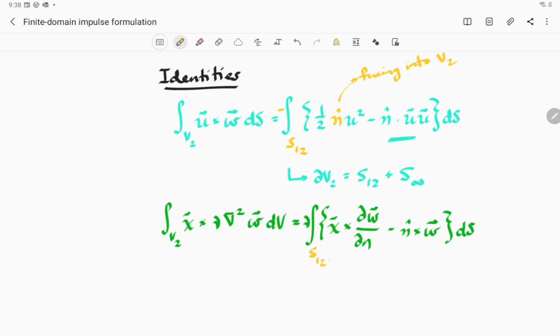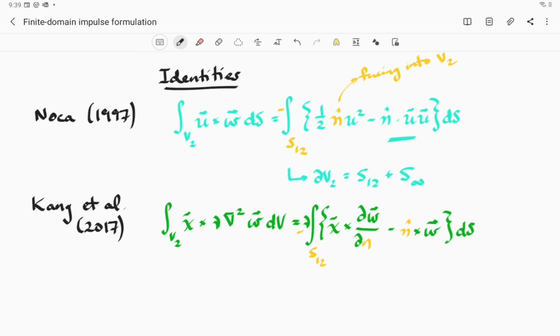So this is S12. And again, I'll make sure that we have n pointing outwards on S12. If you want the source for these identities, because I've given them without proof, you can consult these references, which I'll give in full either at the end of the video or in the comment or the little description below.